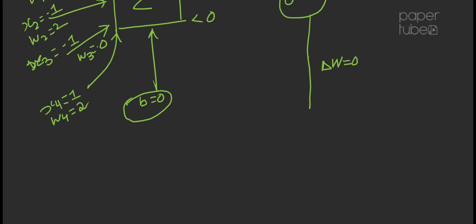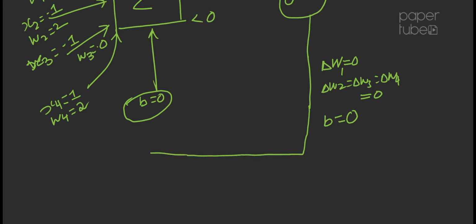So the change in weights w1, w2, w3, w4 will be equal to 0, and then we will not change anything in the bias, so the change in bias will be equal to 0. Then we have to adjust the weight and bias for the next iteration. So the updated weights, and then the bias.